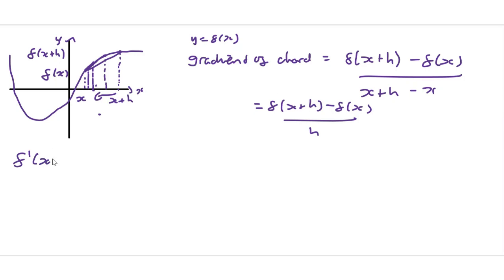So f dash of x is equal to the limit as h tends to 0 of f of x plus h minus f of x over h.